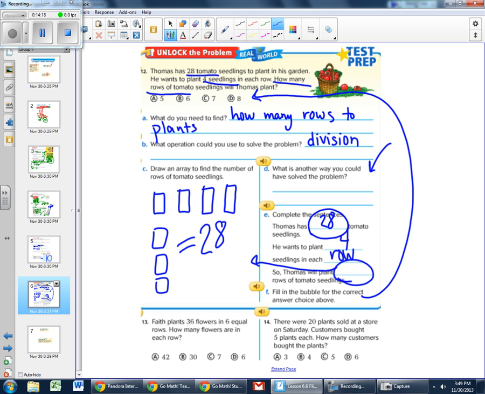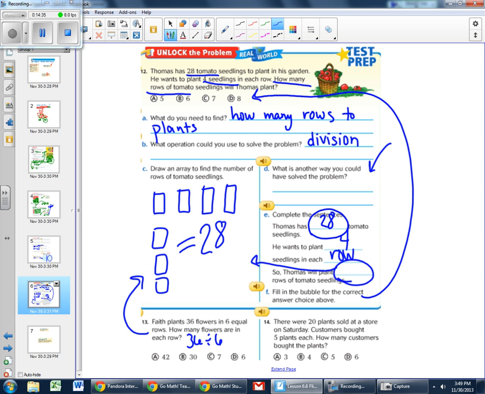Faith plants 36 flowers in 6 equal rows. How many flowers are in each row? You're going to repeat the process here. It's going to be 36 divided by 6. And yes, draw it out even if you know that math fact. Show me you know it.